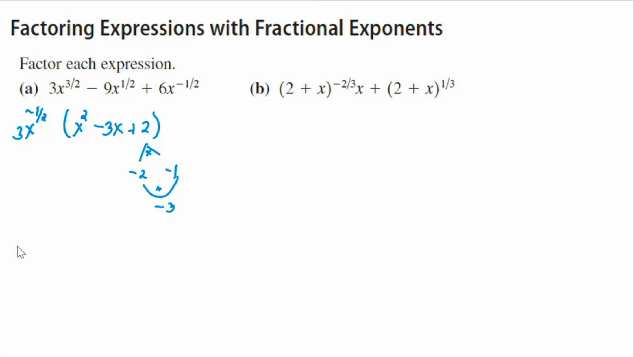I will start first writing the common monomial factor of 3x to the power of negative 1 half times, we have x minus 2. The factor is negative 2. And the other one is x minus 1. The x there is coming from the square root of x squared, so we have x and x. Therefore, that's now the answer.